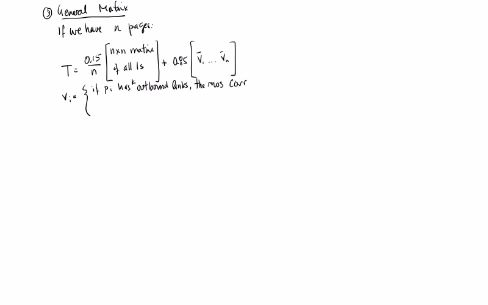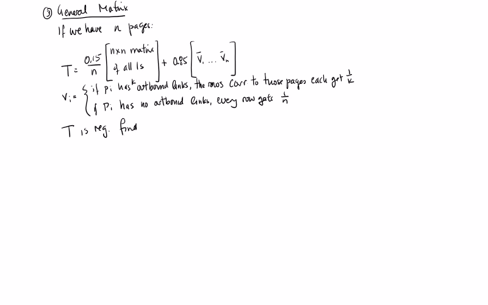Let's say the rows corresponding to those pages each get 1 over k. So for example, if you link to page 2 and page 3, then the second and third rows will each get 1/2. And if page i has no outbound links, every row gets 1 over n, and everything will work. And then this will be regular.